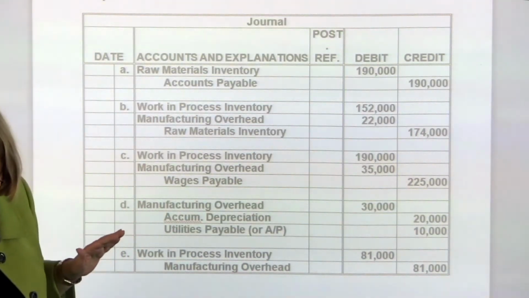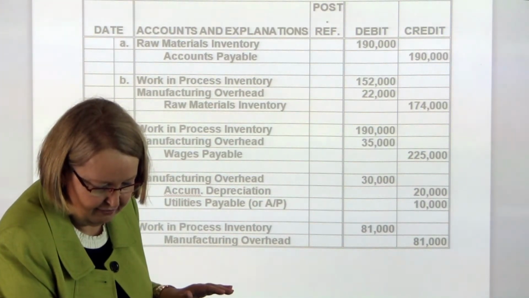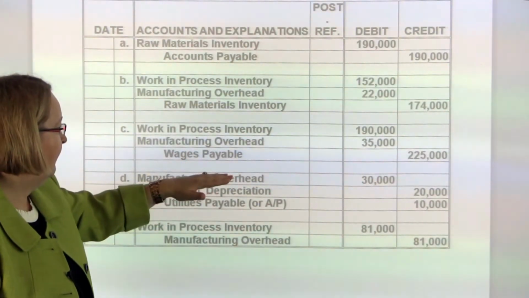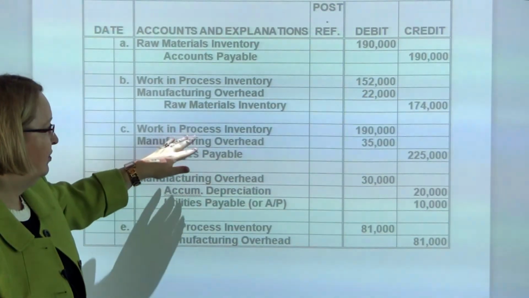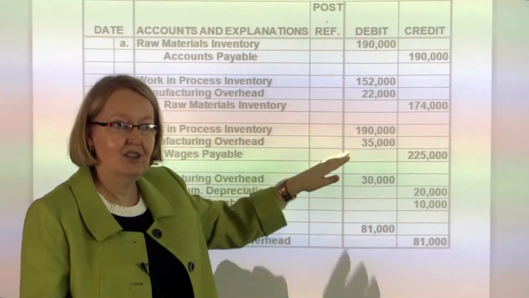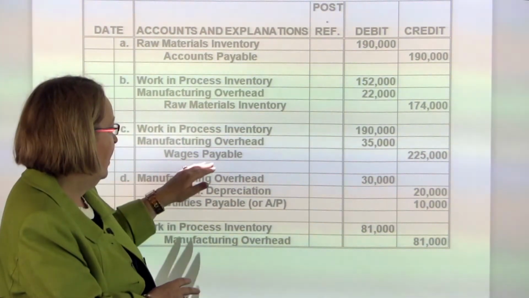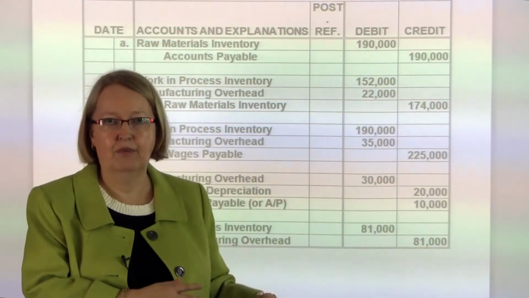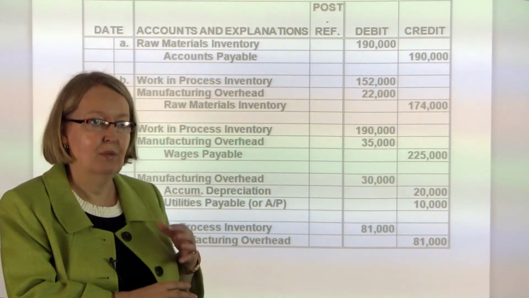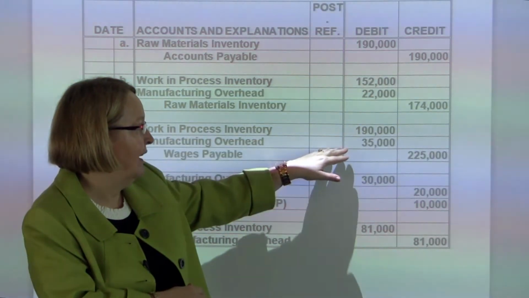The third journal entry is to record the manufacturing labor and salaries. So we're told the total wages payable is $225,000, and that's been broken down into two categories. So work in process, so here's the $190,000 of the wages that can be specifically traced to particular products, whereas other of the wages payable, you think of your supervisor's salary and janitorial staff, that kind of thing, you're not directly tracing it to a particular product or job, so that goes into overhead. So that's your indirect labor, that's the $35,000 there.